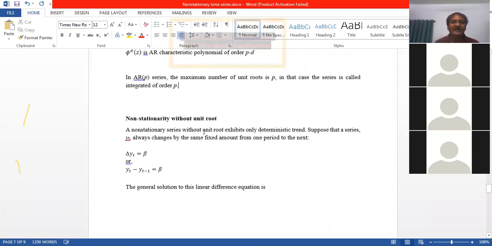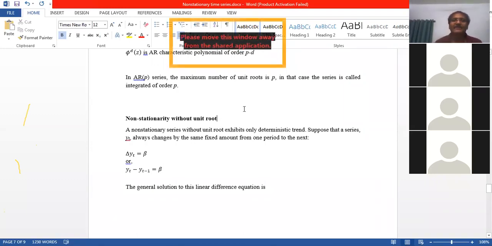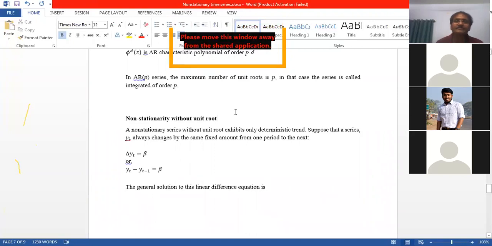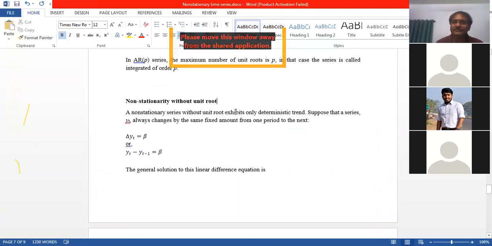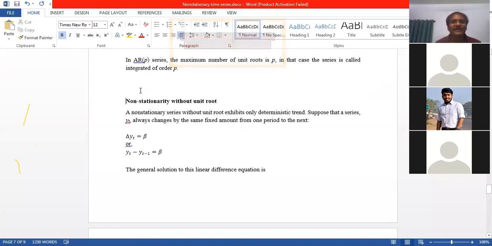Now non-stationarity without unit root. So it will end after 1 minute 50 seconds. So can I start it, or after starting again? Sir, don't start. Sir, don't start. No, it's not. Start it. Okay, so we can continue.